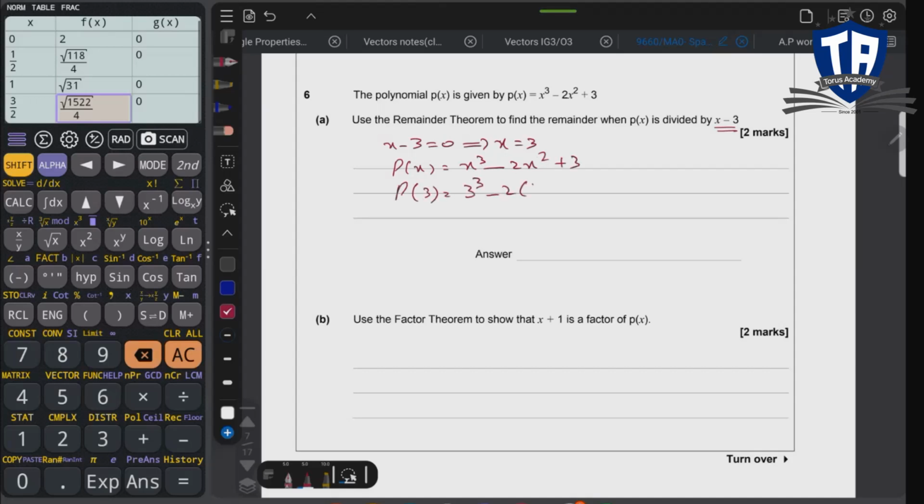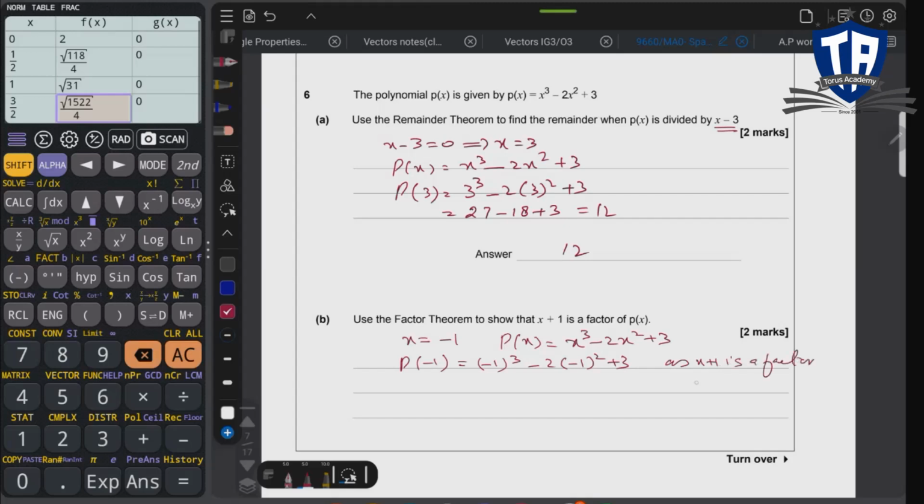Use the factor theorem to show that x plus 1 is a factor of the polynomial. We use the same method. We take the value of x, which is x equal to minus 1, in the same polynomial and plug in the value as given. x plus 1 is a factor, which means p of minus 1 will be equal to 0. So put this value equal to 0: minus 1 minus 2 plus 3. See, left hand side is equal to right hand side. Hence, x plus 1 is a factor of p of x.